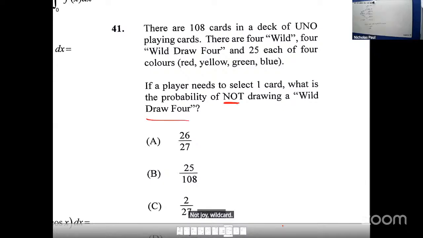How many wild draw four cards do you have? 4. So not drawing will be what? 104 over 108, and that simplifies to what? 26 over 27. Okay, nice. That's all the information just for that. That's all they asked for, right?